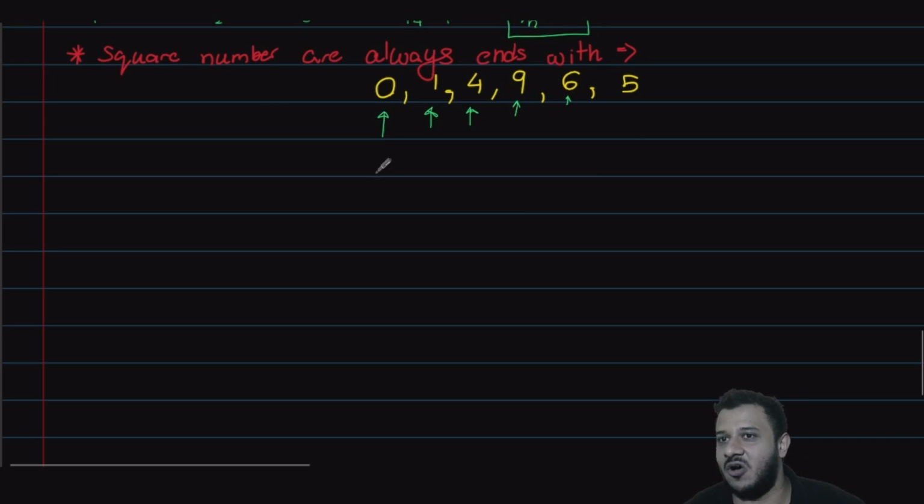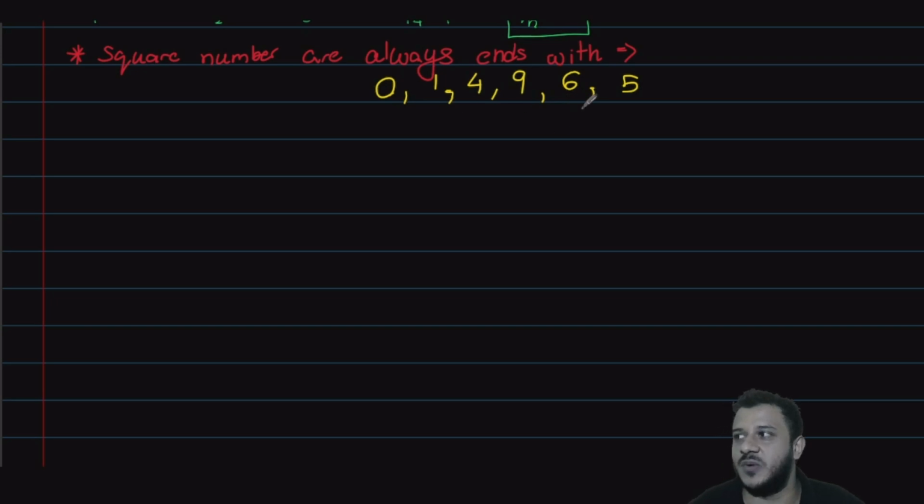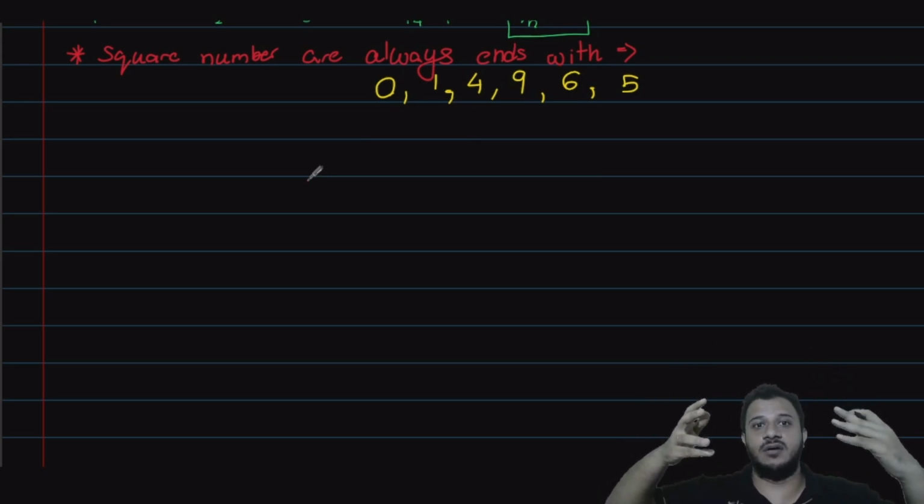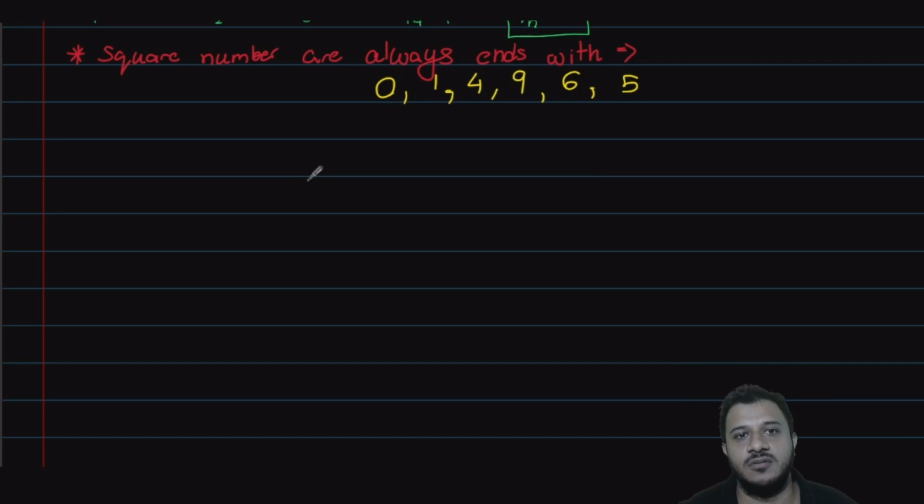So square numbers always end with one of these digits, no matter what the square number is. It can be a very humongous square number, but it should end with one of these numbers. If you ever see a number and they are asking you, is 783 or 87 a square number? No, never. Why? A square number should always finish with these numbers.